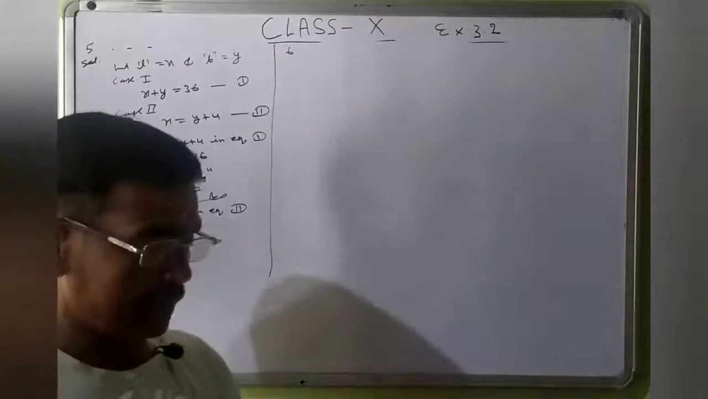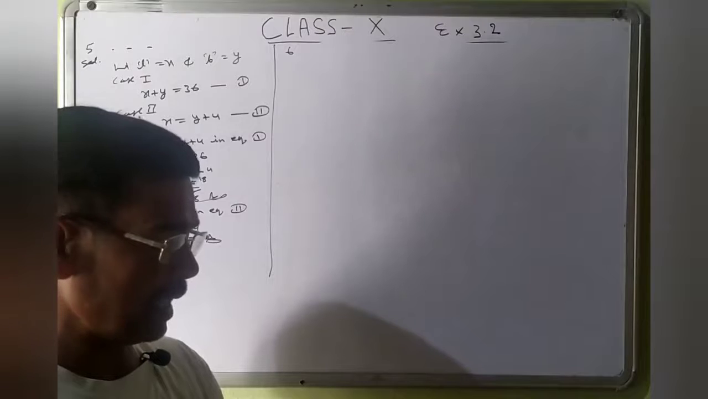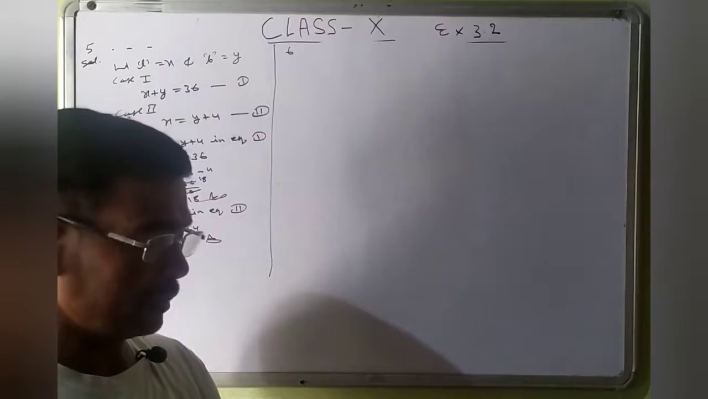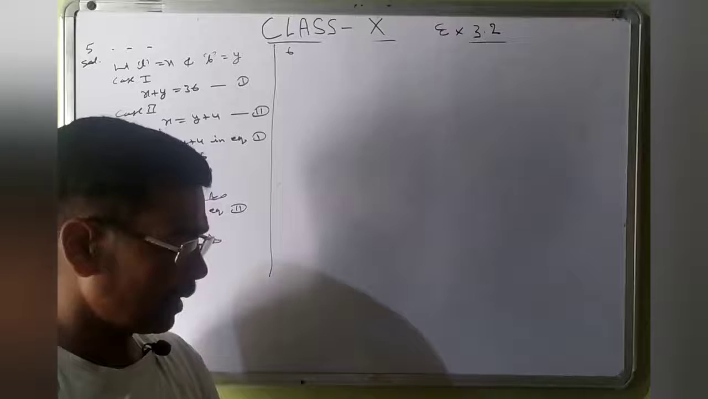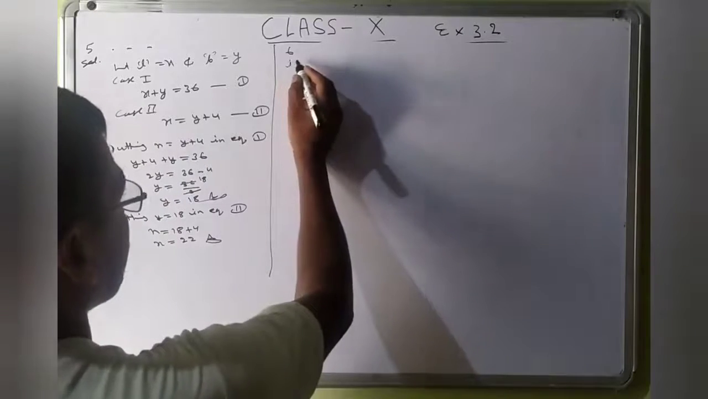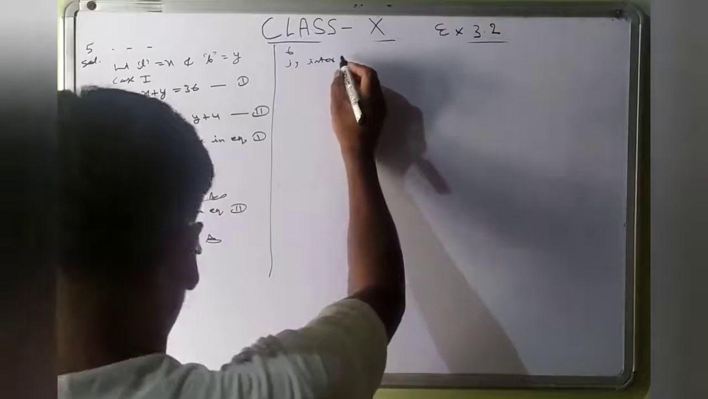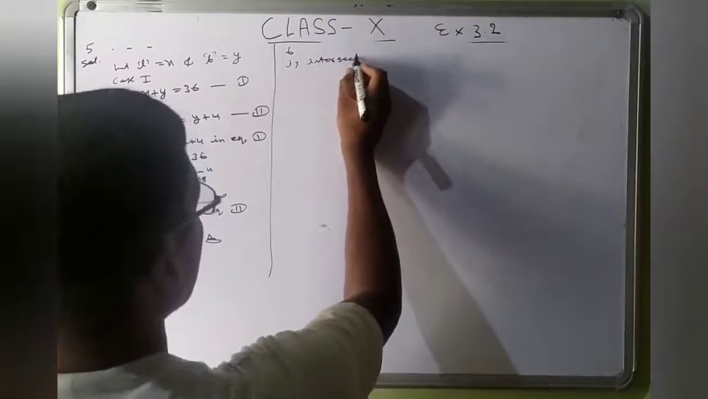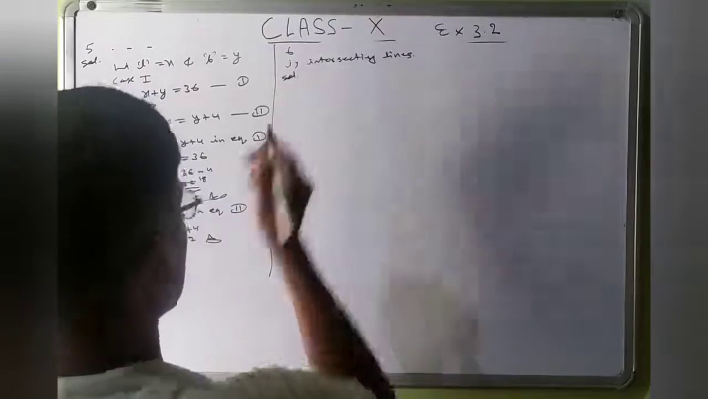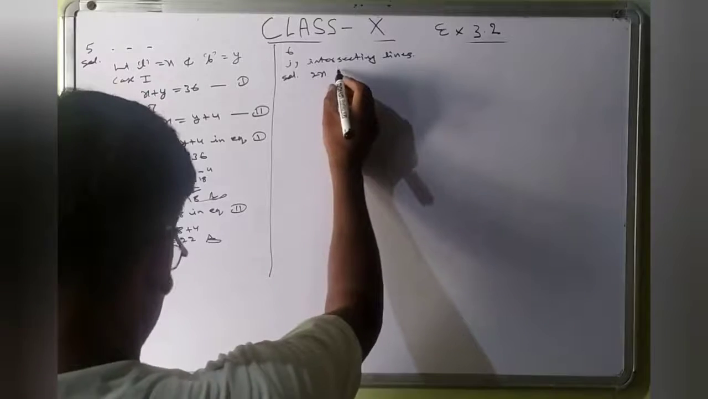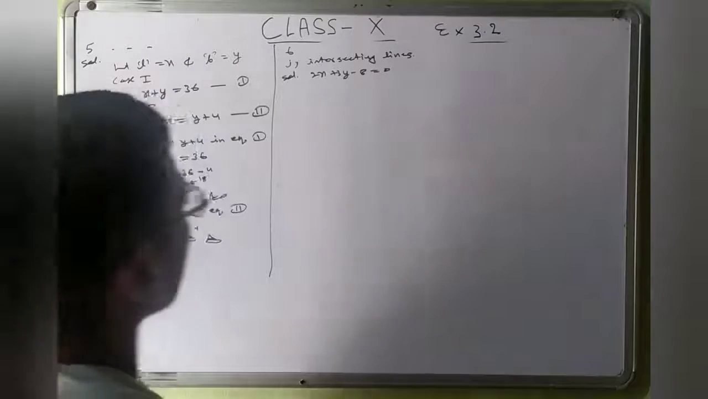Given the linear equation 2x plus 3y minus 8 is equal to 0, write another linear equation in two variables such that the geometrical representation of the pair so formed is intersecting lines, parallel lines, and coincident lines. So the first part is intersecting lines. The first equation is given, 2x plus 3y minus 8 is equal to 0. So the second equation we will write.